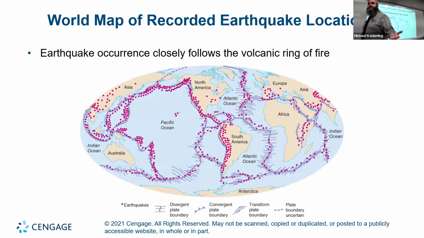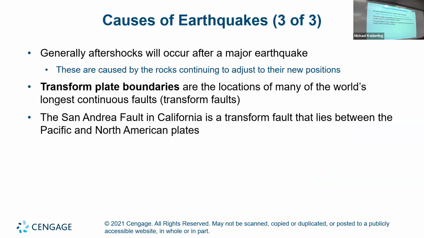And earthquake occurrence closely follows the same distribution as volcanoes. It happens along plate boundaries primarily, with some exceptions, like you can see here in the middle of the North American plate. And generally, after a major earthquake, you'll get aftershocks as things settle back into a more stable configuration. The rocks are continuing to adjust to their new positions.